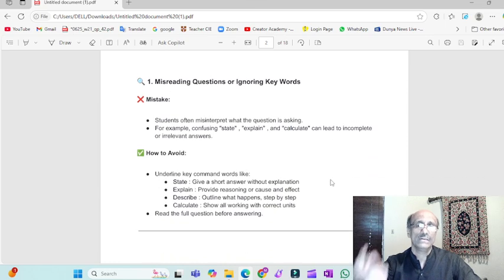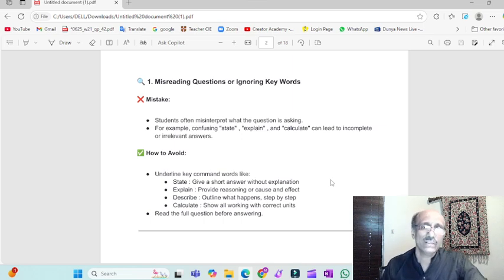Common mistake number one: most of the time the student does not read the key point, the command word, like state, explain, describe and calculate. If they ask state, you should not write a step by step process. For example, state what is meant by velocity. You have to write down the definition, considering that state is the keyword.